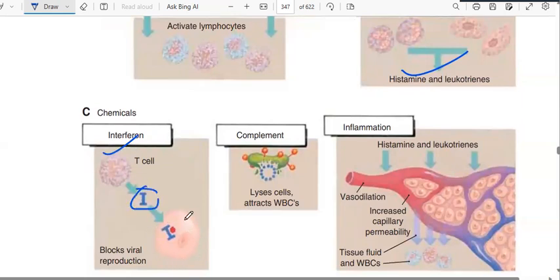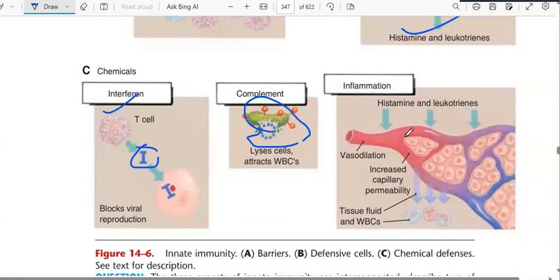Interferon protects the cell by blocking the entry of the virus. Okay, the T cell is there. Complement is the attack of lysosomes on that bacteria. Inflammation: you can see that histamine and leukotrienes cause vasodilation, capillary permeability, and tissue fluid is increasing. Okay, the damaged cell is there, the pain is there, redness is there, and metabolic activity increases.